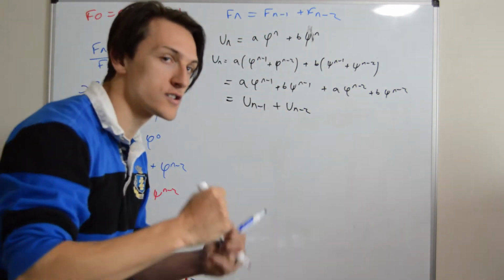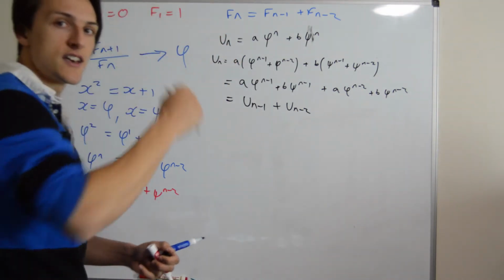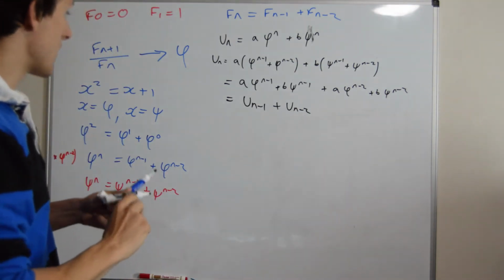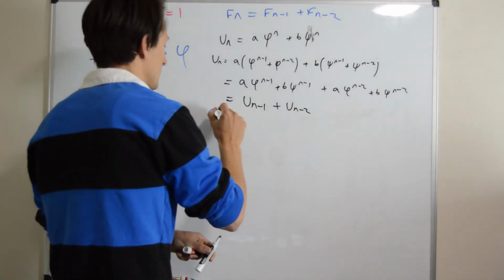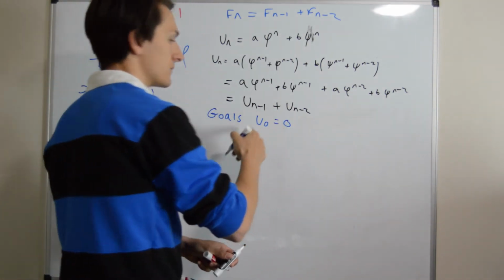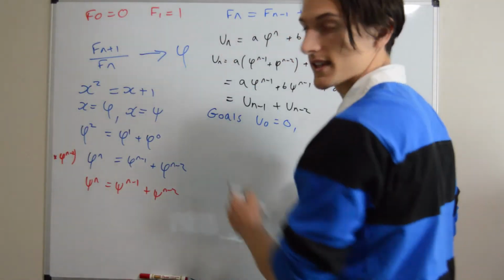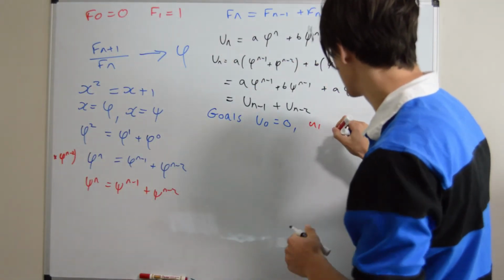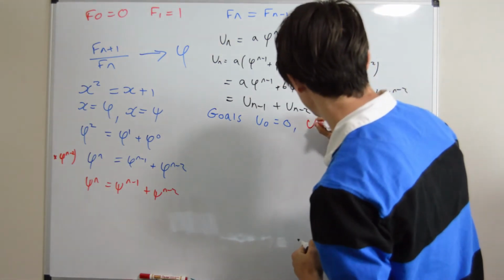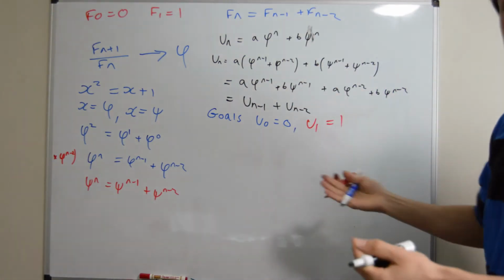So now if I can force U n to satisfy the initial conditions, then this will be the Fibonacci sequence. This will be an explicit formula. My goals are: I want U0 to be equal to 0, and my second goal is I want U1, so that's supposed to be capital U, U1 to equal 1. And if this can be satisfied, then I have my formula.